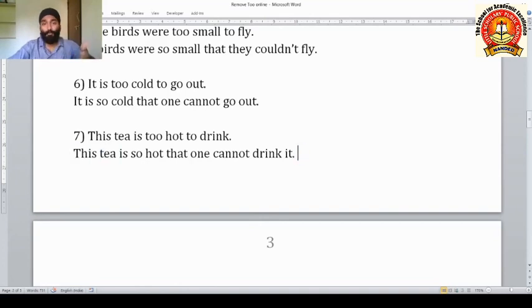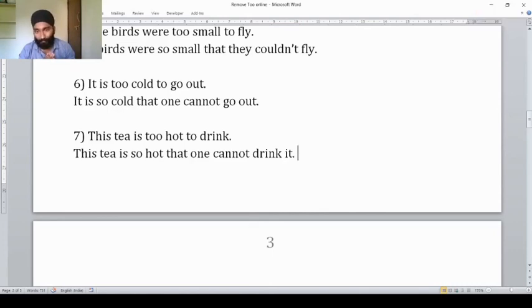So this is how our today's lesson was, in which you learnt how to use "so that" in the sentence in place of "too" and "to", and how to solve the remove "too" question.